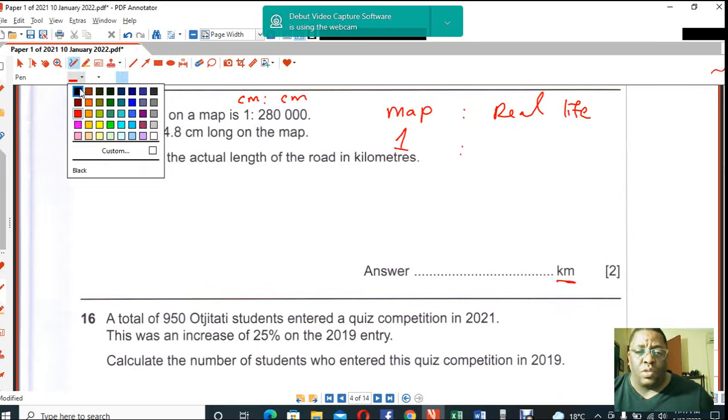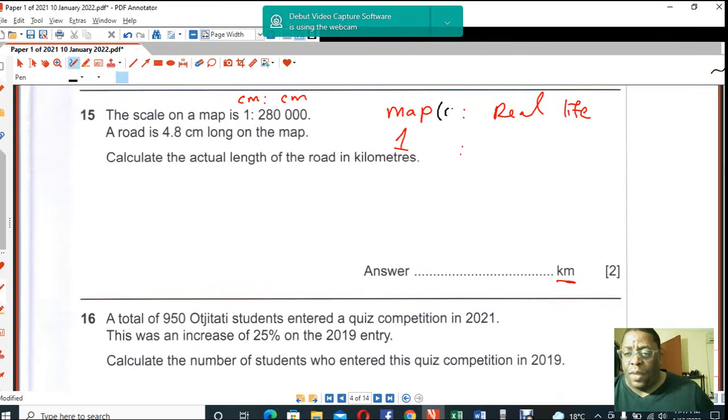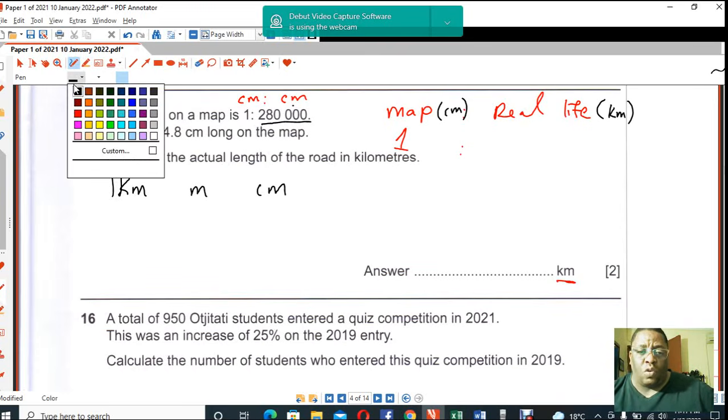So you can do this many ways. I know that on the map it's centimeters, and in real life it has to be kilometers. So before I get that, let me change 280,000 centimeters to kilometers. So it takes you back to what is 1 kilometer in terms of centimeters, and you should know your conversions for it.